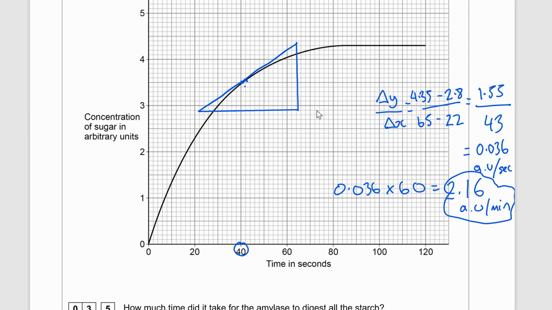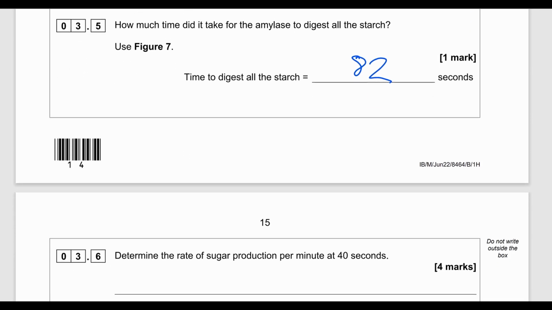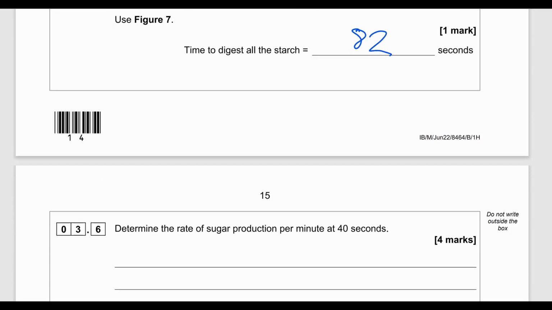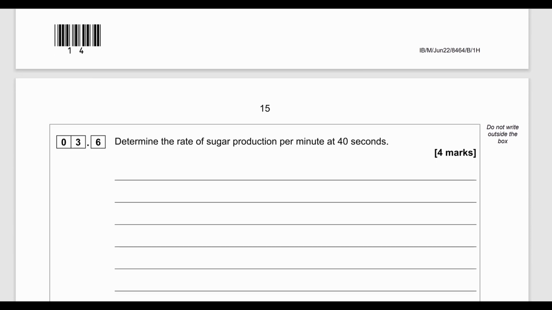Now remember that everyone is going to do their tangent slightly different. They're going to do their gradient slightly different. So there will be a range of answers given to you whenever you do a question like this. So as long as the values that you get are within the range, then it should be acceptable.